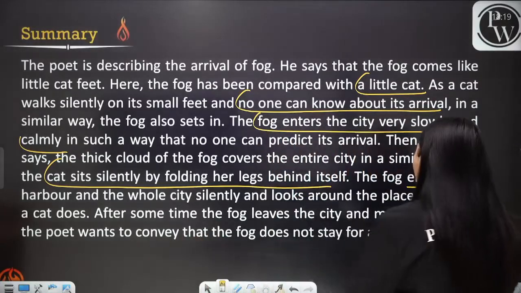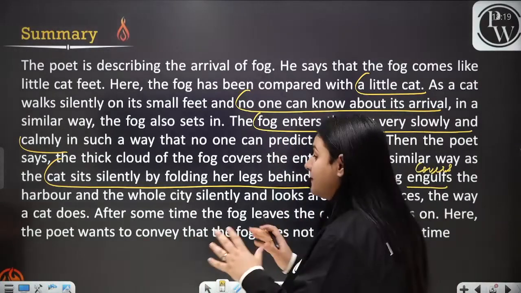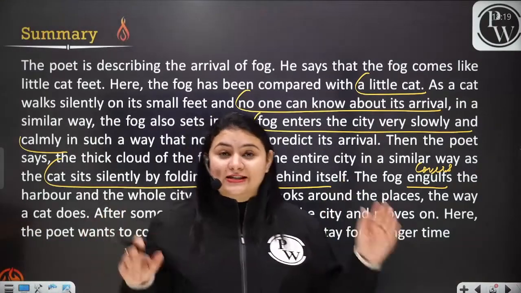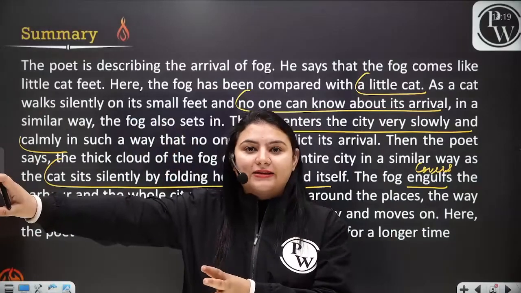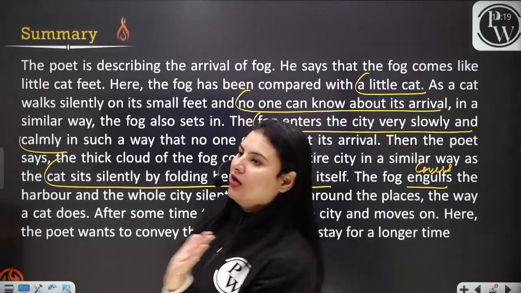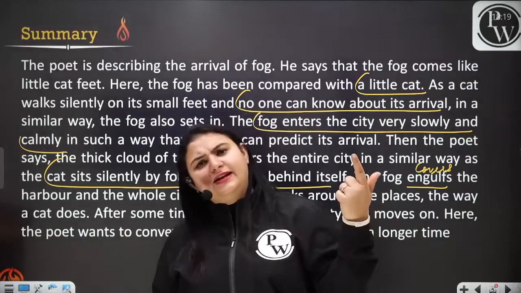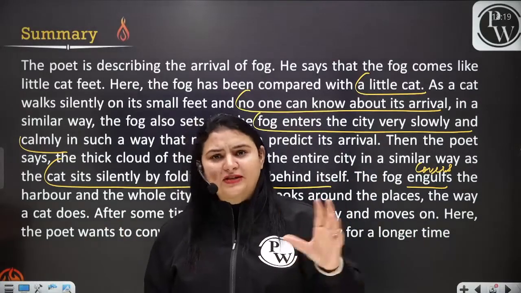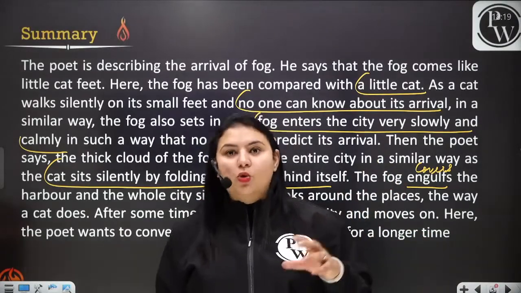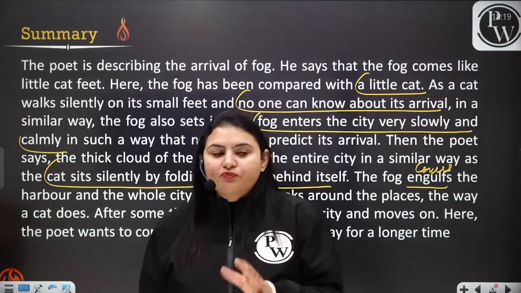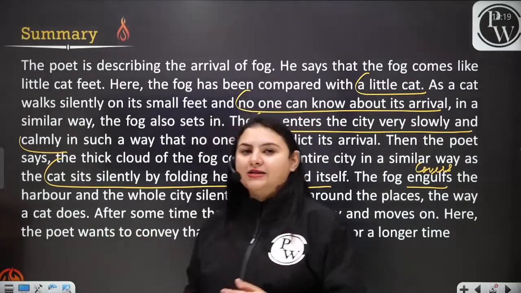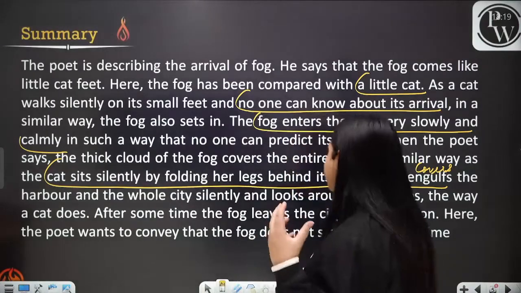After some time, the fog leaves the city and moves on. They're also saying that the fog leaves, just like a cat. You cannot actually predict when the fog is going to leave. The fog suddenly leaves, just like the cat. The cat doesn't make any noise. If you have a cat as a pet, you may know how a cat behaves. It's very silent. It does all the actions very silently.